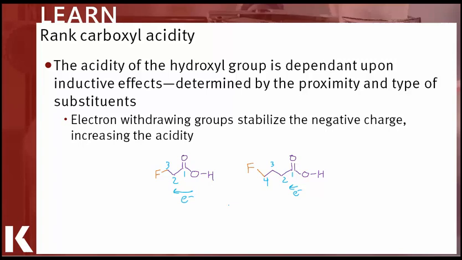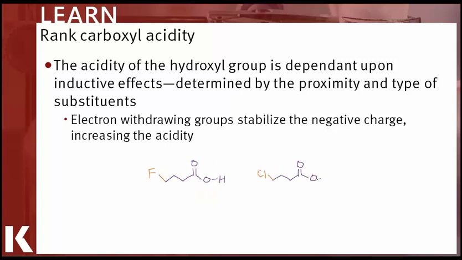So if you rank the acidity between these two molecules, the one on the left is going to be a stronger acid because the fluorine has a larger effect. So you've only seen examples with fluorine so far, and you might be wondering what happens if we change that type of substituent.